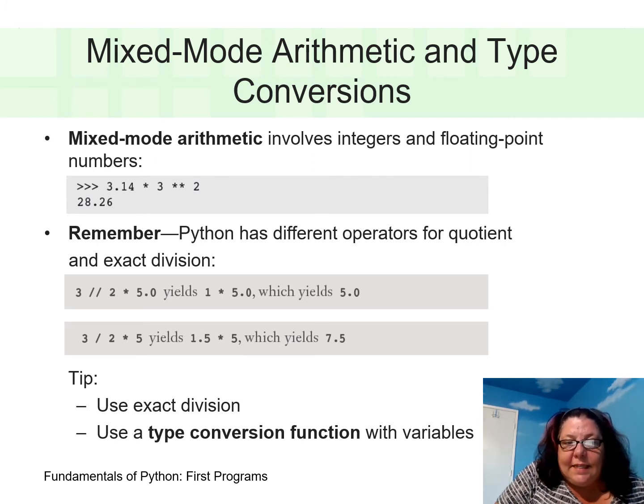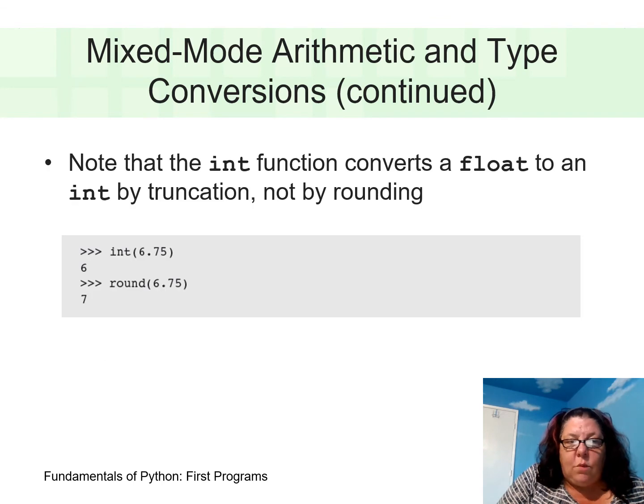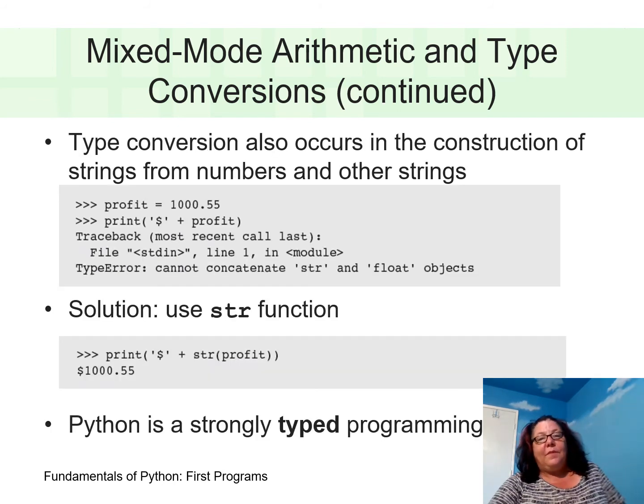Mixed mode arithmetic and type conversions involve the use of floating points as well as integers, and it will typically result in a number that is a floating point unless you otherwise modify that. If you otherwise modify that, you would use functions like int and float. I'm trying to go back, but it's not letting me go back. The int and float indicate I can change a float, 6.75, to an integer, and then it just becomes 6. But if I round the same float, then it will be 7 because it's still treating it like 6.75.